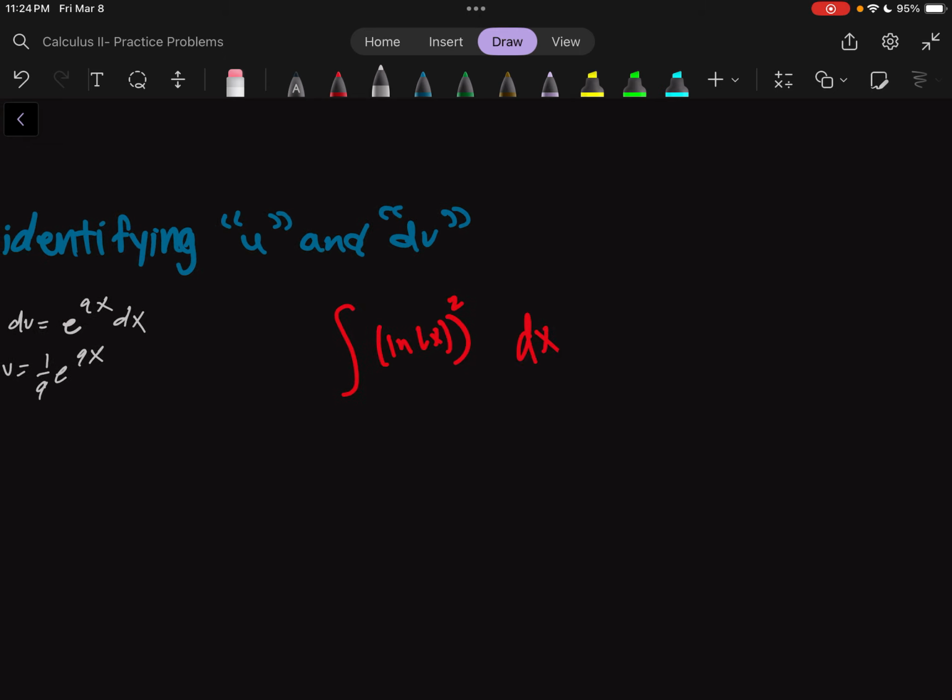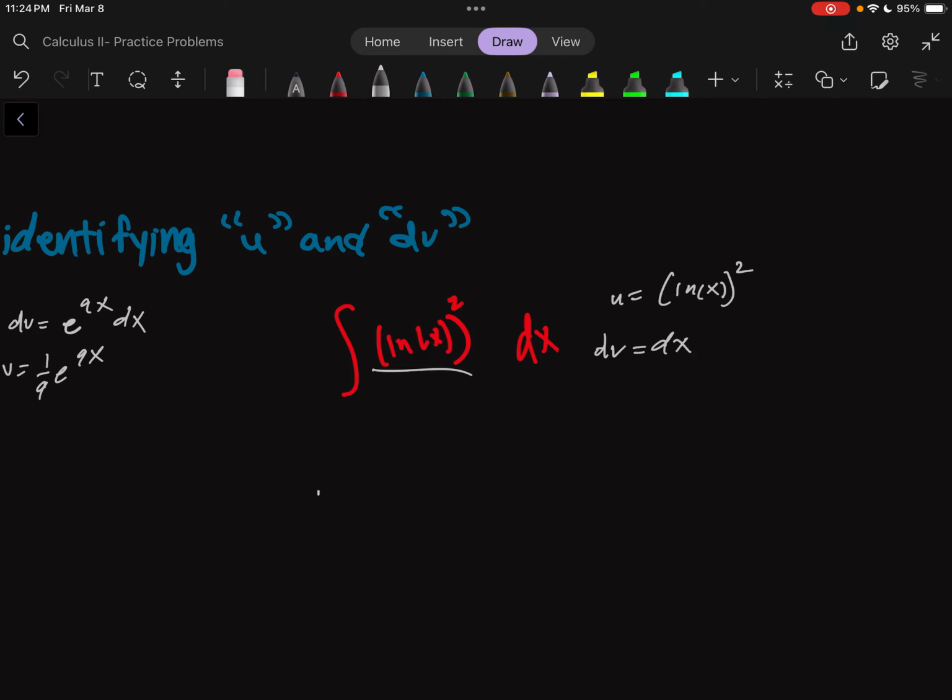So let's look at this one. What we're going to do in this case is make this entire thing u. It doesn't make sense to have ln x in any dv because we don't know how to integrate ln, or not yet anyway. So u is going to be that, and that means dv is just dx, which is fine. dv can just be dx.